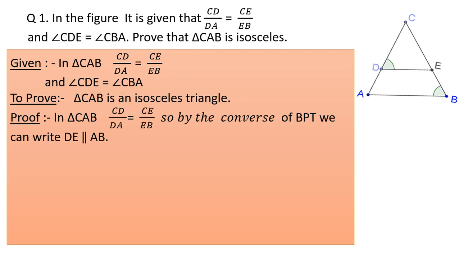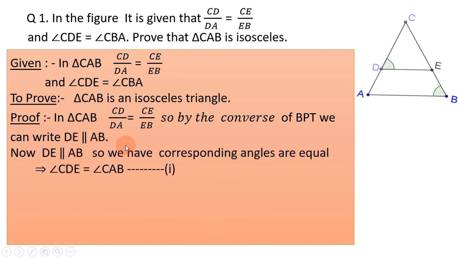In this triangle, as it is given that CD upon DA is equal to CE upon EB, by the converse of basic proportionality theorem, we can write DE is parallel to AB. In a triangle, if a line divides the two sides of a triangle in the same ratio, then it is parallel to the third side. So here the ratio is given same, so we can say side DE is parallel to AB.